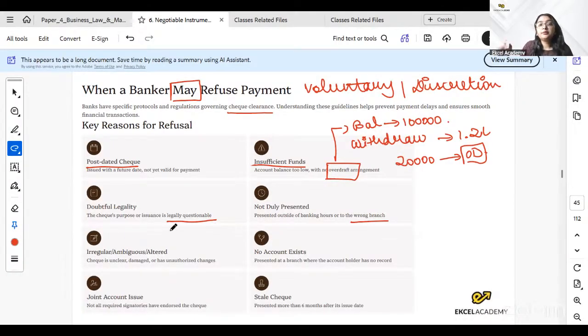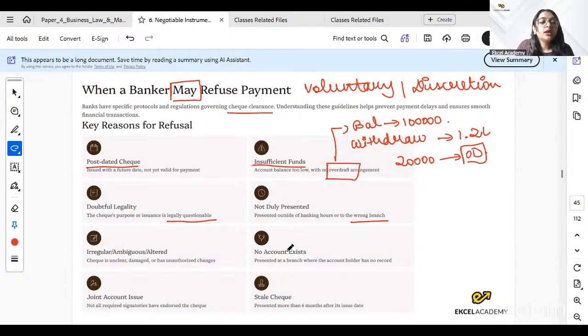Okay, let's say for example you have paid for 5,000, but you wanted to make it 6,000, so you have just scratched off the 5 and written 6. That will be altered. What can you do? Once you have scratched off, you'll have to just initial it saying I am the person who has scratched it off. Okay, no account exists. Very naturally, if no account exists, in that case how will your bank make the payment?